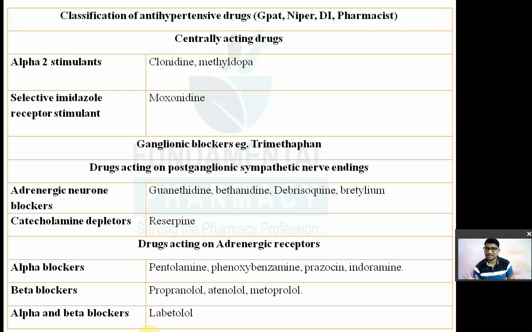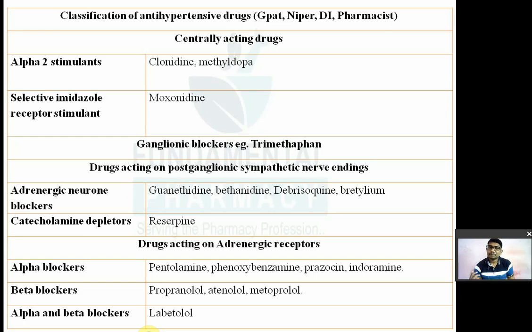You have different targets. You can prevent this release of sympathetic, or you can prevent the activation of the sympathetic nervous system by a central alpha 2 agonist. So central alpha 2 means whatever alpha 2 receptor is present in the presynaptic neuron that regulates the release of noradrenaline in the brain. So you can avoid the release of noradrenaline in the brain by this central alpha 2 agonist.